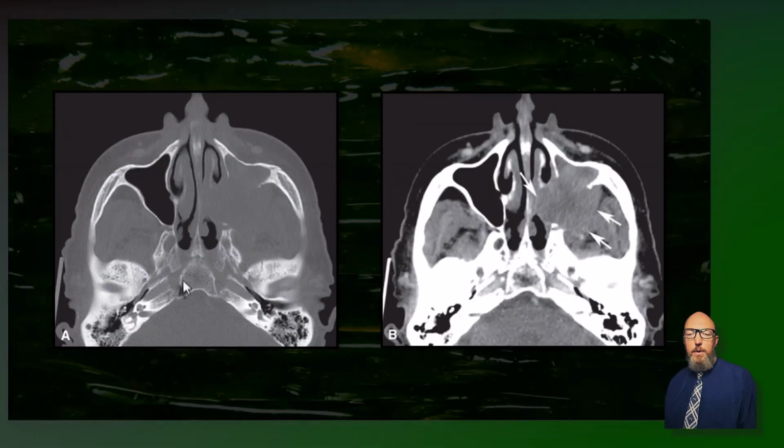Of course, it's a lot easier, I think, when you have a 3D view, and you can really appreciate the bony destruction, not only the posterior lateral border, but the medial border as well. And then here we have the same image, just soft tissue window, so we can more fully appreciate the soft tissue extent of the tumor.